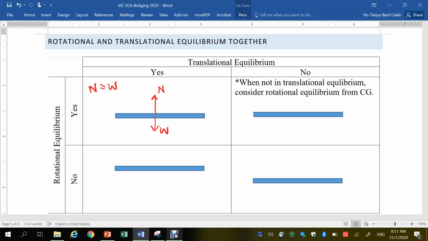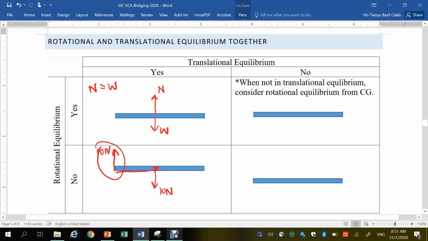Let's go down the column. If we have 10 newtons here and 10 newtons here, this would mean that there is translational equilibrium because the upward forces equal the downward forces. However, there'll be no rotational equilibrium because if we take moments about the CG, we can easily see that this 10 newtons would provide a moment about the CG in a clockwise manner.